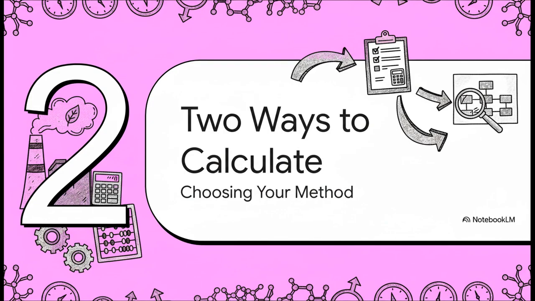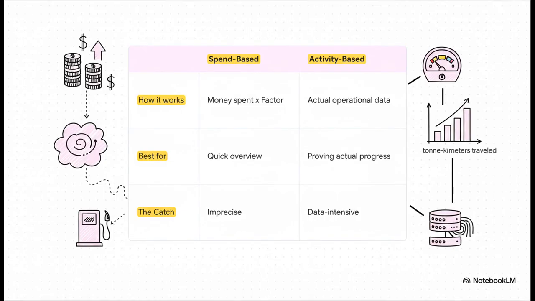Okay, so you've got the right tools in place. Now what? How do you actually calculate the numbers? Let's get into the two core methods, because knowing which one to use, and more importantly, when, is an absolutely vital skill. So here are your two main options. First up is the spend-based method. It's pretty simple. You just take how much money you spent and multiply it by an industry average emissions factor. It's fast, gets you a high-level picture, but there's a big catch.